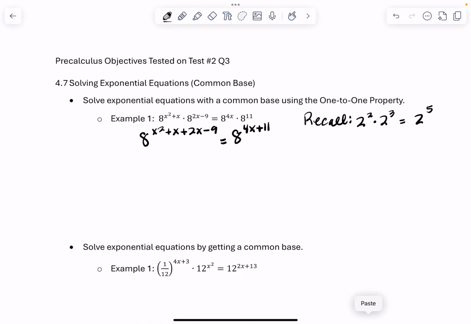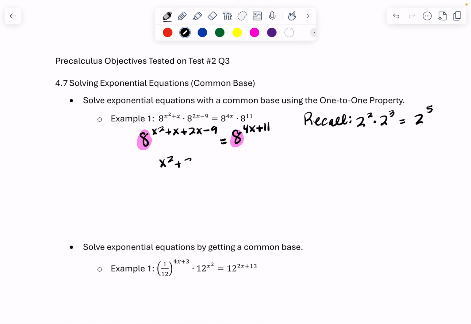Now that we have a common base, and it's just 1, you see how it's just one 8 here and one 8 here? So now I can use that one-to-one property and put the exponents equal to each other. So x squared plus 3x minus 9 equals 4x plus 11. Now we need to make this equal to 0, so we can factor it and solve. So I'm going to subtract the 4x and subtract the 11 and make it equal to 0. So this must be 0 right here. Some of you are forgetting to do that step.